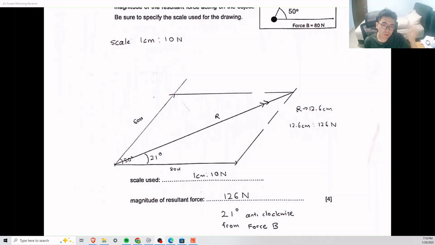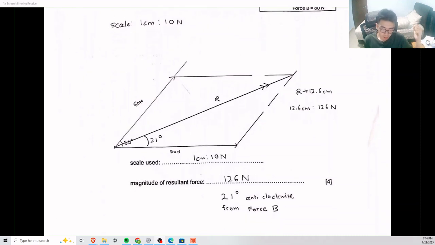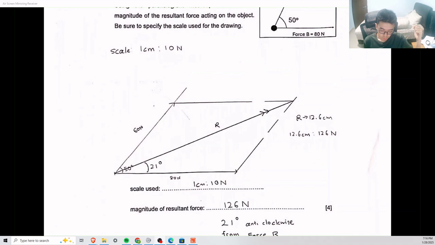For some of you, you can consider 1 cm to 20 newtons. I think that's fine also. Your diagram will be smaller. Okay, so you can first draw the 80 newtons one because it's horizontal. Your force B is horizontal, it's easier to draw, followed by 60 newtons at 50 degrees, and then after that you draw the parallelogram.